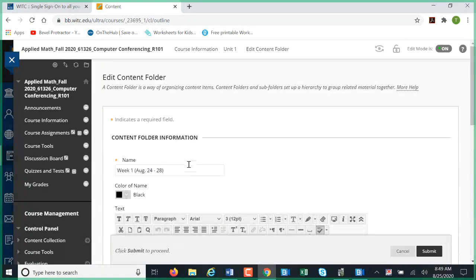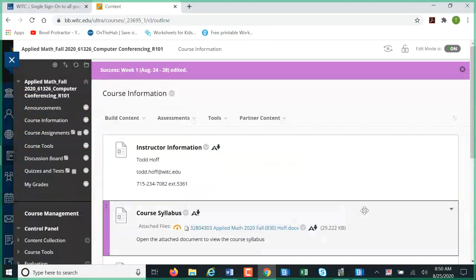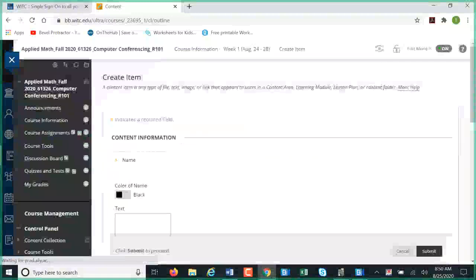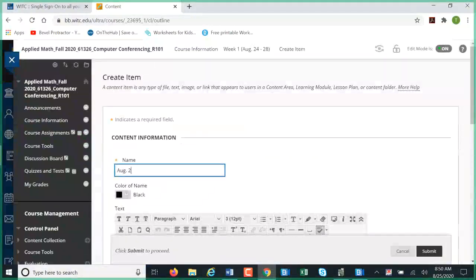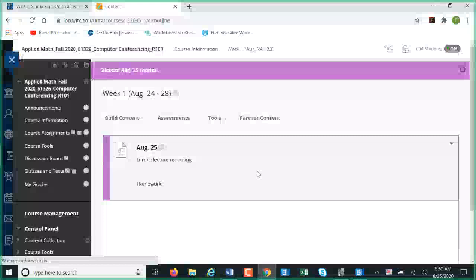Each day there will be a new post put up for that day. It'll include the link to this recorded lecture and the assignment for that day, the page numbers out of the book, or if there's a document, that'll be linked to it. And if there's a quiz for that day, that'll also be linked there under that day. So if you click on Week 1, there'll be a link that says August 25th, and under there will be a link to the lecture recording and homework. So you would see that if you go in there.